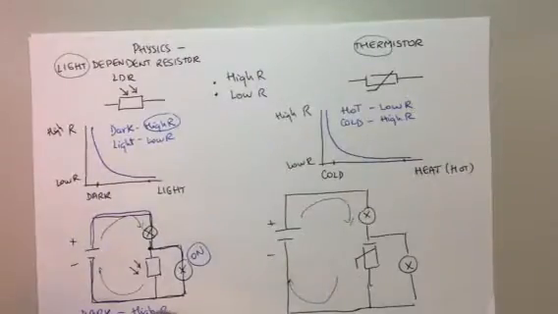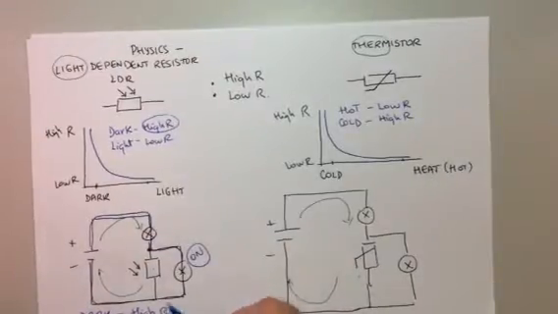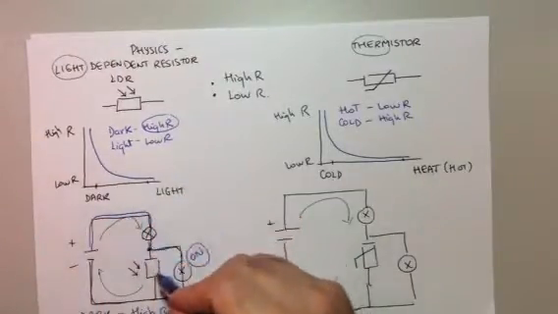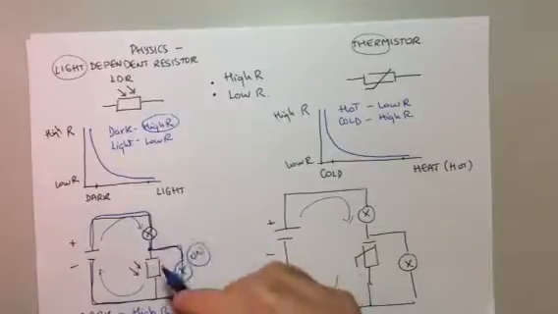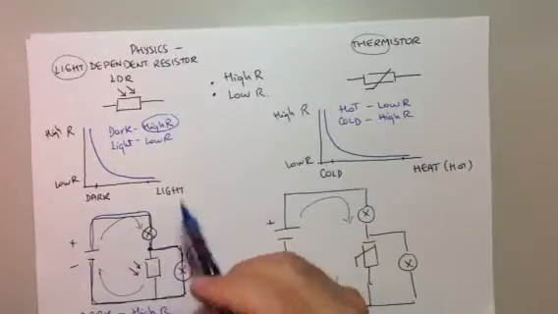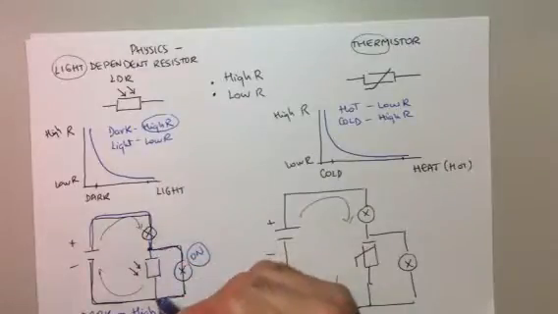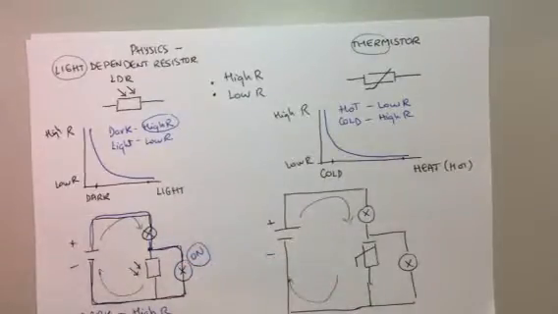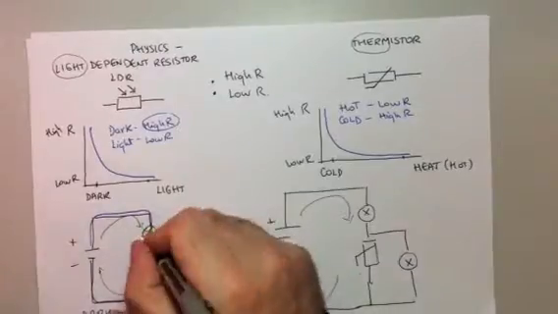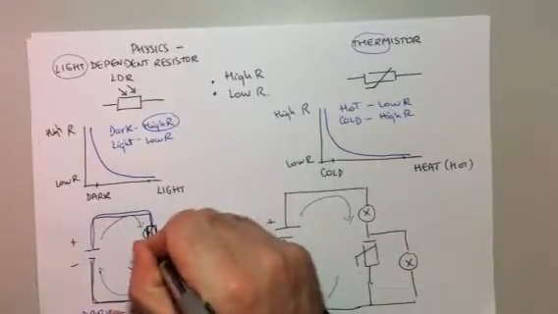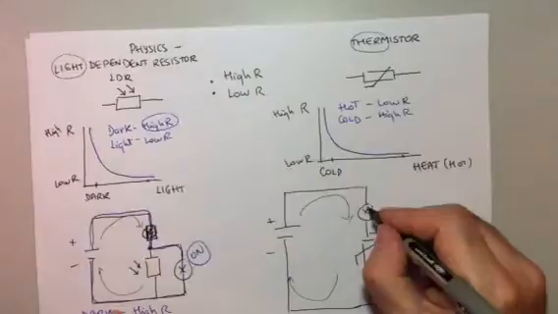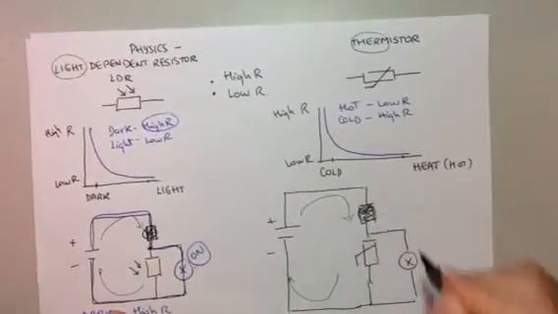When it's light, this LDR has a low resistance, so when the current comes, instead of going through the second bulb, it's just going to go through the first bulb and then go straight on and complete the circuit. But here, instead of the bulb, let's put another resistor. I think it's better, otherwise it would be a bit confusing.